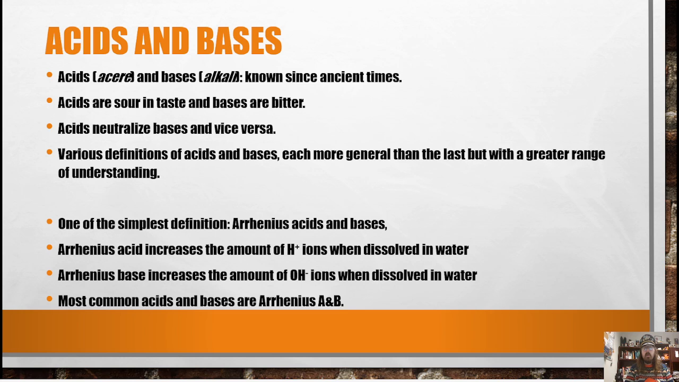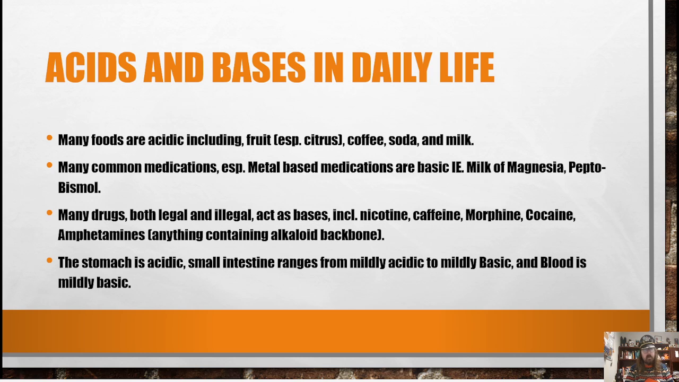Arrhenius acids generate a proton, a hydrogen positive ion, when dissolving in water. Arrhenius bases generate a hydroxide when dissolving in water. So if it contains a labile proton that can be lost, it's an acid. If it contains a reactive hydroxide, it's a base. Most of our common acids and bases are clearly Arrhenius in nature. However, that is not all the cases.